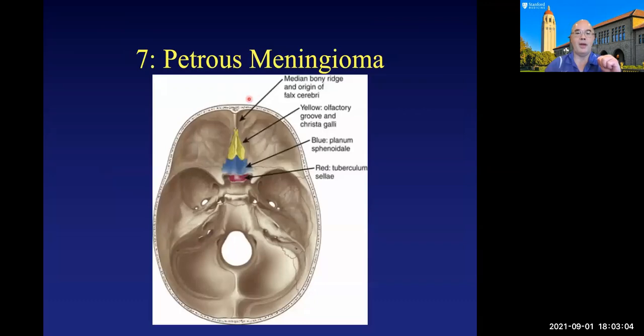Okay, just two more. The next is called a petrous meningioma. So this is the petrous bone here. It's this bone toward the back here. This was the sphenoid wing here. Here is the Sella, and then this is the petrous bone here.